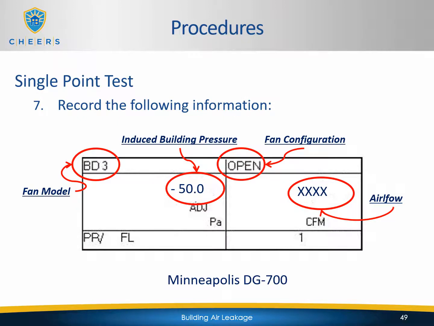This is an example of where you would get that information on a Minneapolis DG gauge. You would have the fan model on the left-hand side, the induced building pressure, -50 like I said, the fan configuration, which is basically the rings that you're using and the setting of the fan, and then the airflow reading, which for the Minneapolis is going to be on the right-hand side of the screen, and that's going to be in CFM. So remember, pressure is always measured in pascals, airflow is always measured in CFMs.